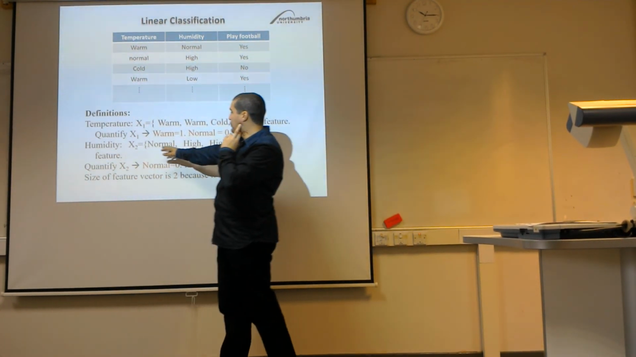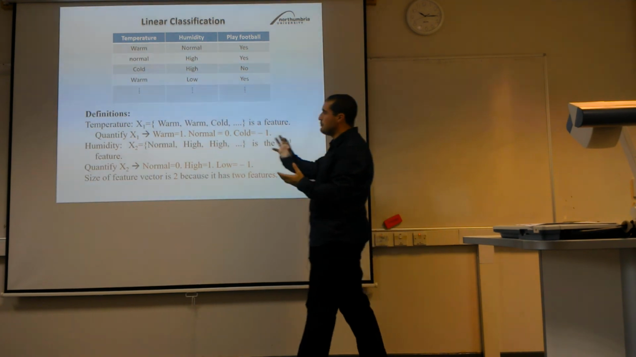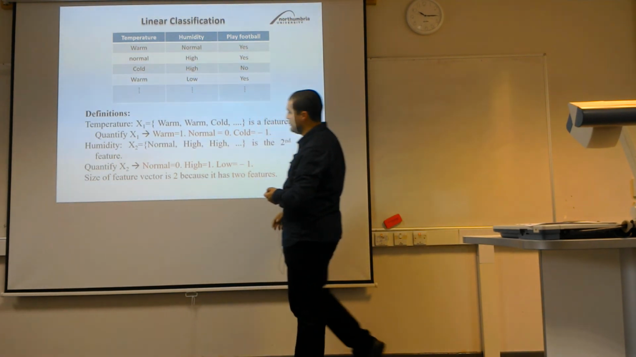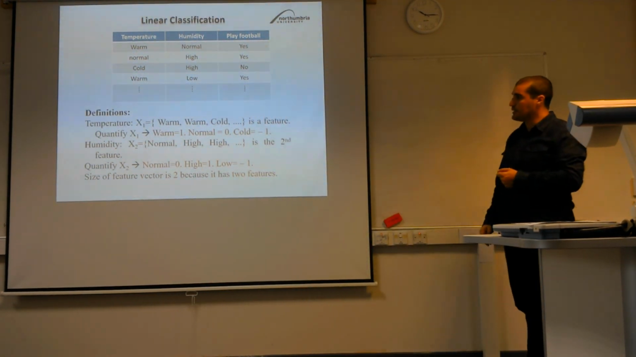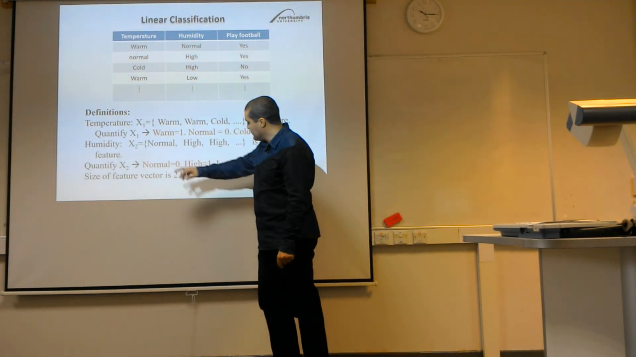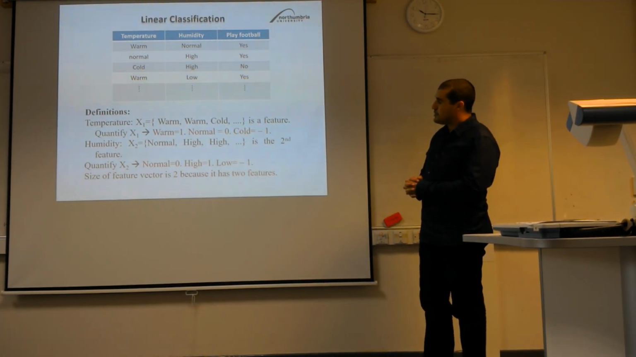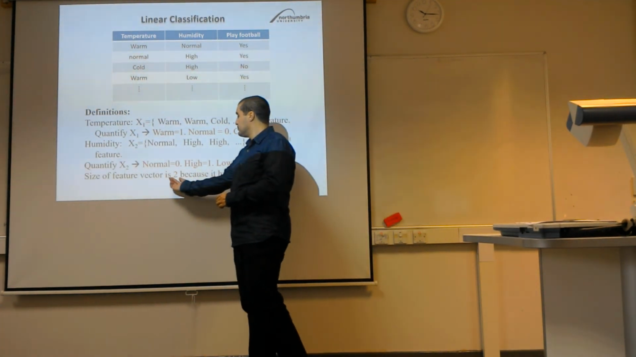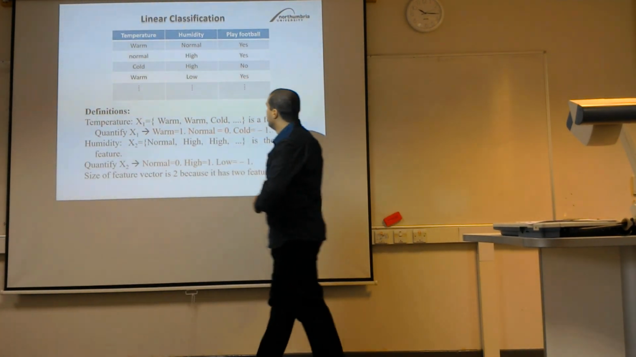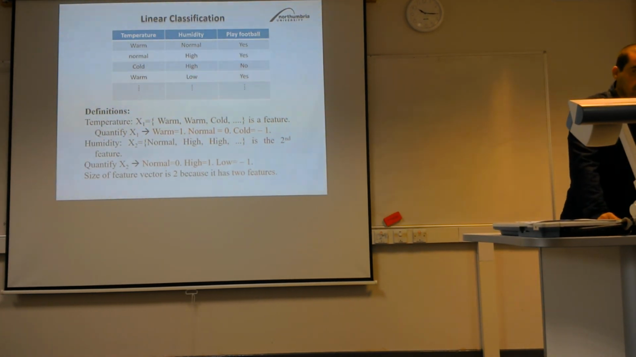Similarly, we can do the same for the second feature. So we have normal, high, and low. So we have three different categories. So we can assign different numbers: 0, -1, and 1. So high is 1, normal is 0, and -1 represents low humidity. So the size of the feature vector is 2. We have two different features, temperature and humidity. So this is a two-dimensional classification system.